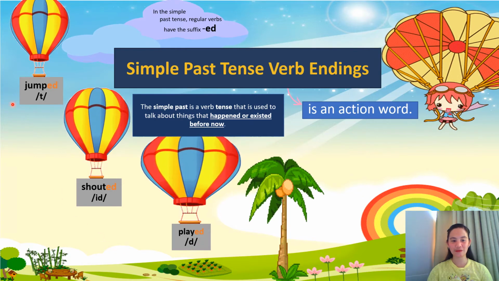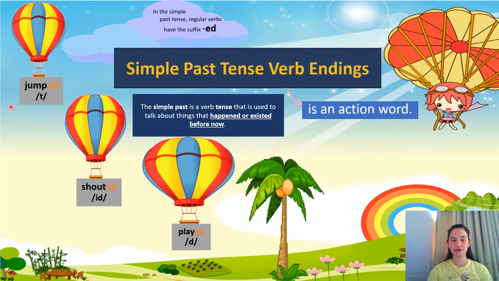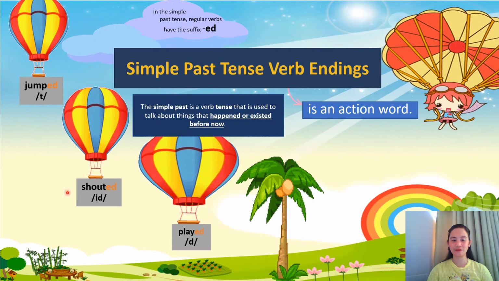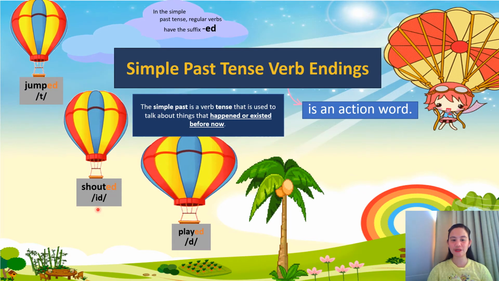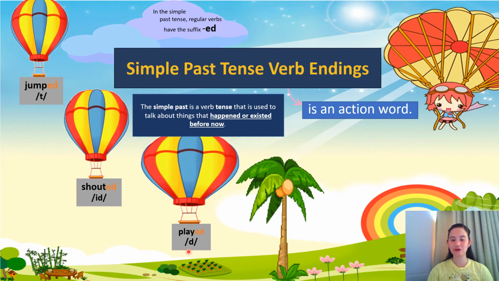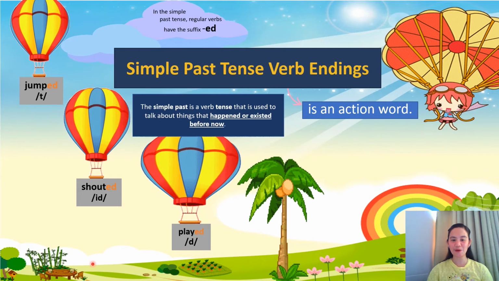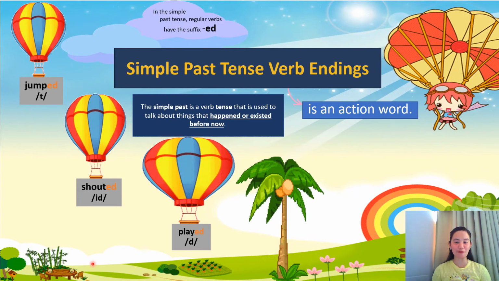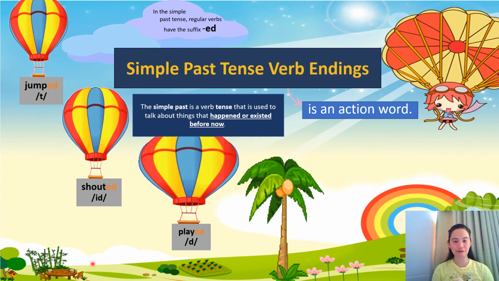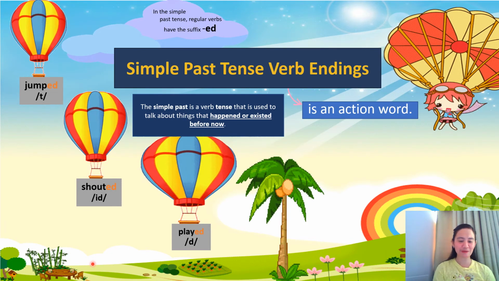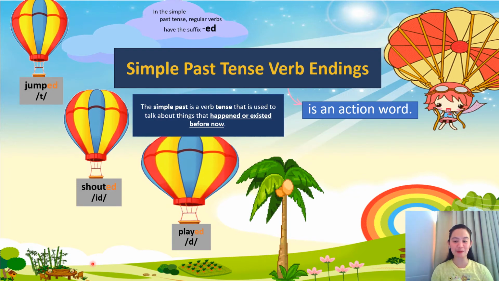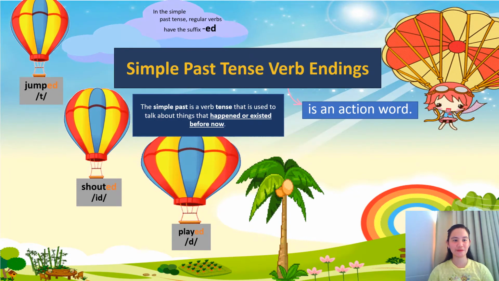Now let's read it again. Jumped. The ed has the sound of t. Shouted. The ed has the sound of id. Played. The ed has a sound of d. Therefore, the simple past tense verb endings have three different sounds. In short, the ed at the end is spelled identically but pronounced differently.